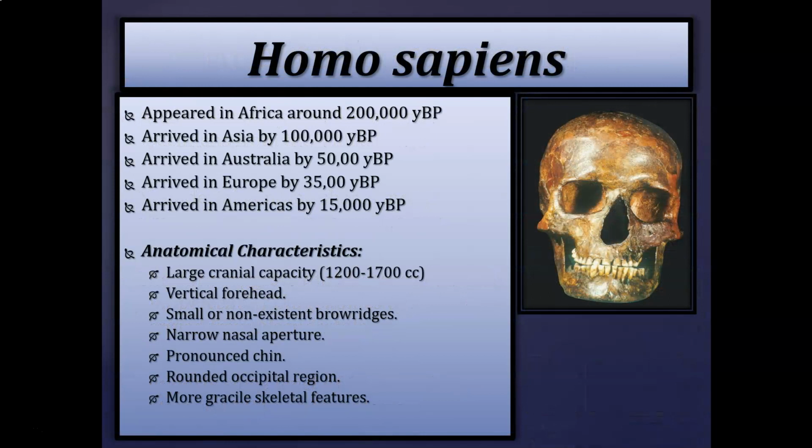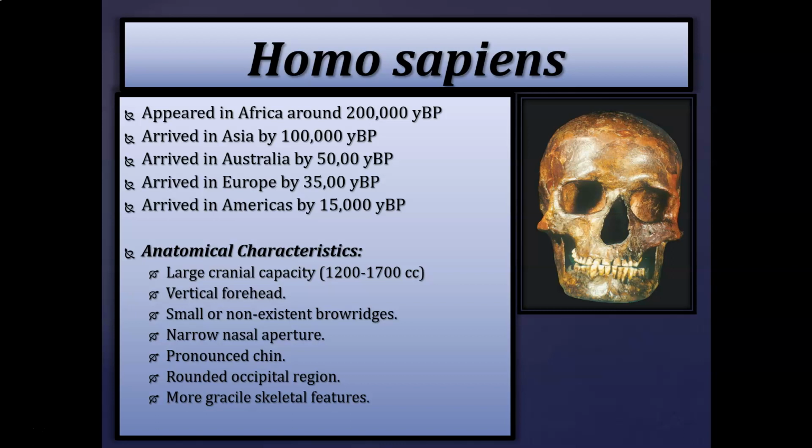All right, so let's talk about us. Let's talk about Homo sapiens. Depending upon the region, there are going to be different date ranges. Most paleoanthropologists agree that Homo sapiens originated on the continent of Africa and then migrated outward. They appeared first in Africa around 200,000 years before present, arrived in Asia by about 100,000 years before present, arrived in Australia by about 50,000 years before present, arrived in Europe by about 35,000 years before present, and then arrived in the Americas by about 15,000 years before present.